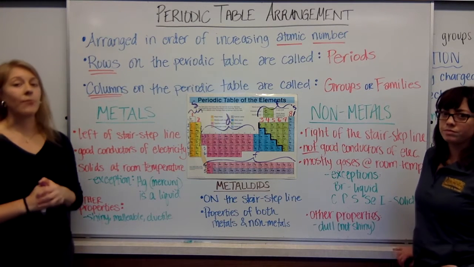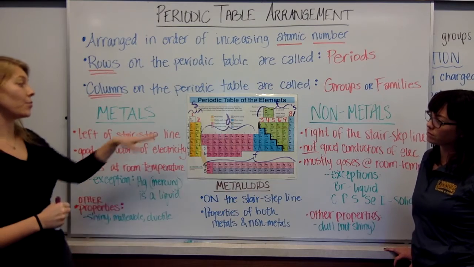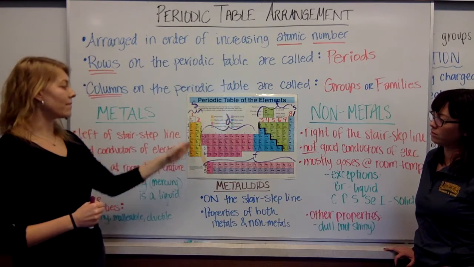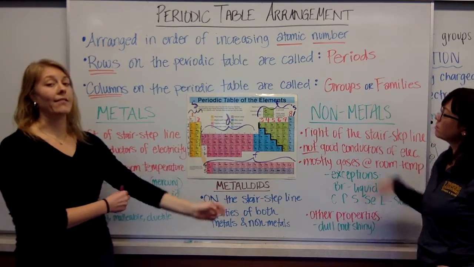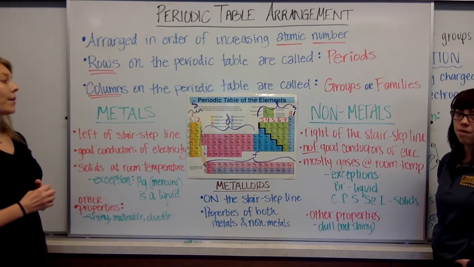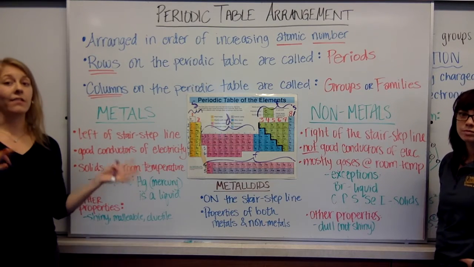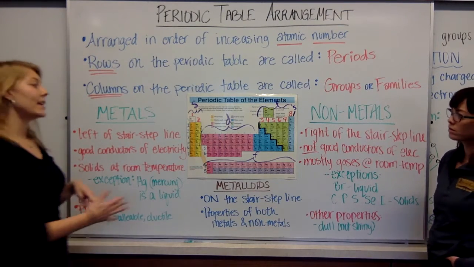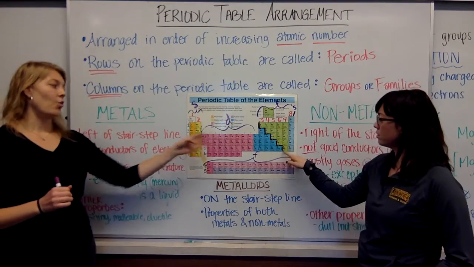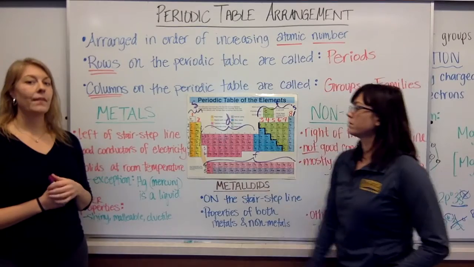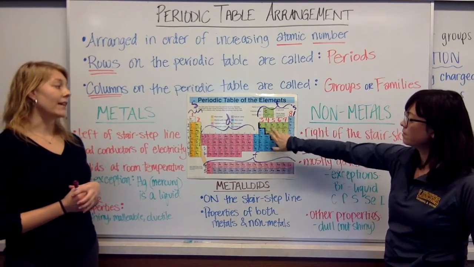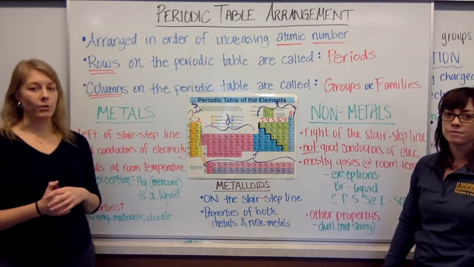We talk about the table in terms of rows and columns. The rows, which are horizontal, were referred to as periods. The columns, which are vertical, we refer to as groups or families. Now the periodic table is also arranged in terms of metals, nonmetals, and metalloids. Generally, everything left of this big, bold stair-step line, we know are metals. Everything to the right of that line, nonmetals, and everything that lies on that line, we call metalloids.